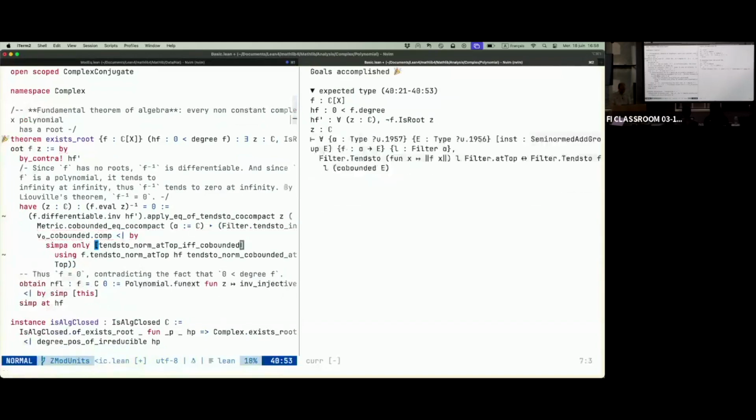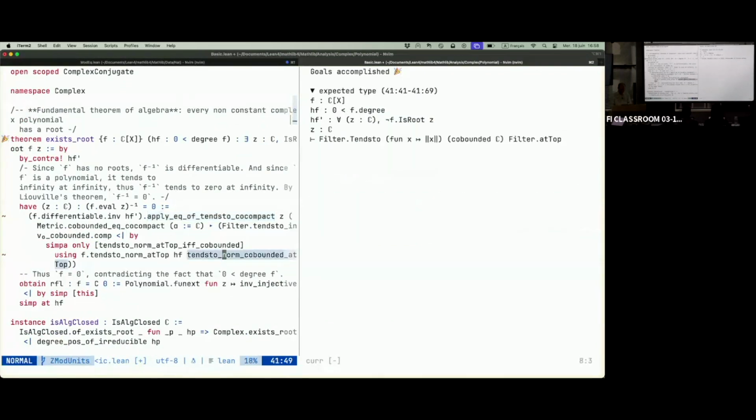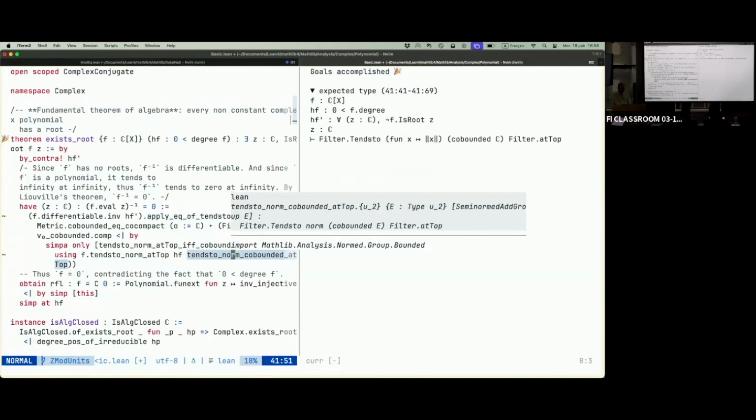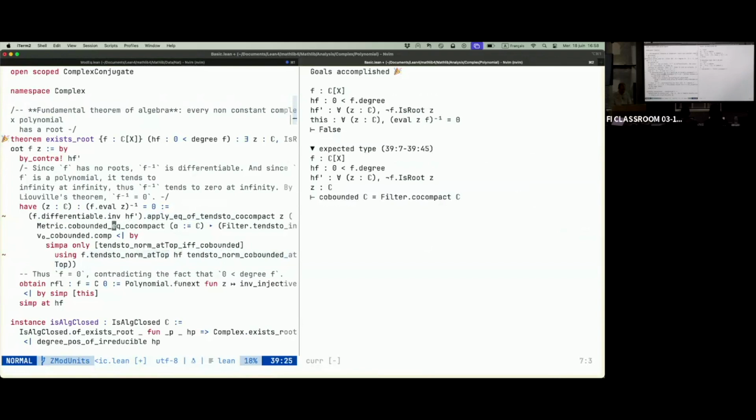Which out of all of those different bits? Is it that one? Q of tends to. Is that one? So maybe we can try to just see what this tends to. Let's say that the norm tends to norm at top, filter tends to inv co-bounded. Oh my God. Yeah, I think it is apply equal out the first one.